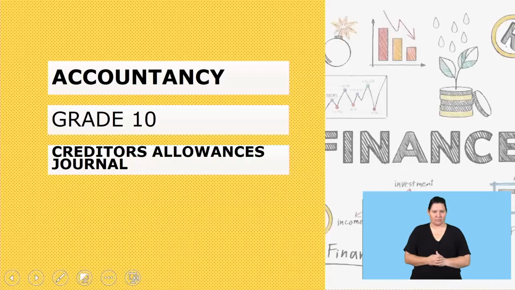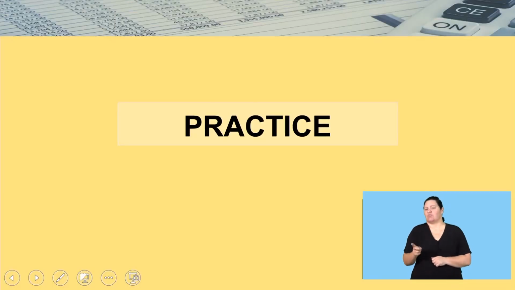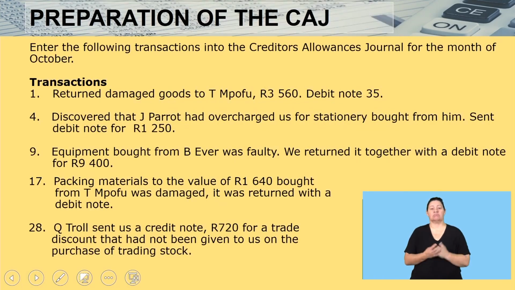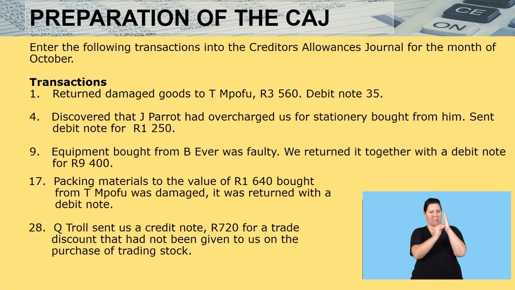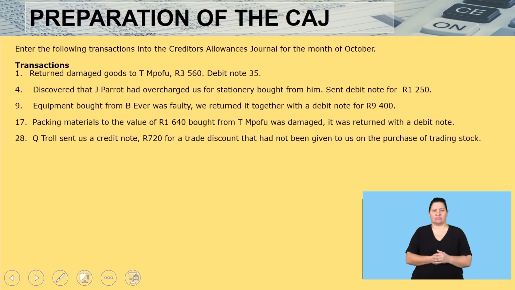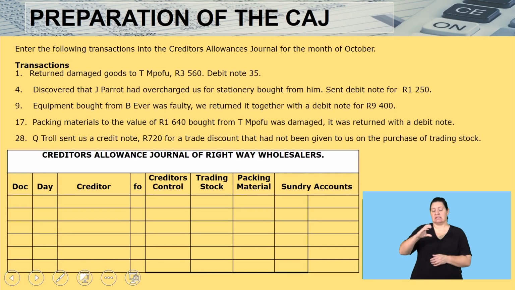All right, let us see what we have here. We have a question, and it says, enter the following transactions in the Creditors Allowances Journal for the month of October. And the transactions are as follows. So the first one is a return, and then once we start, we need somewhere to write. So let us see if we have somewhere to write. Here is our Creditors Allowances Journal. All right, so if you're ready, let us begin.